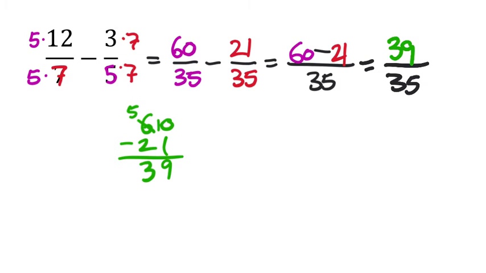So 39 35ths. I know 35 is divisible by 7 and 5. 39 is divisible by none of those. It's divisible by 3, but not 7, 5, or 35, so that's it. That one's considered fully simplified.